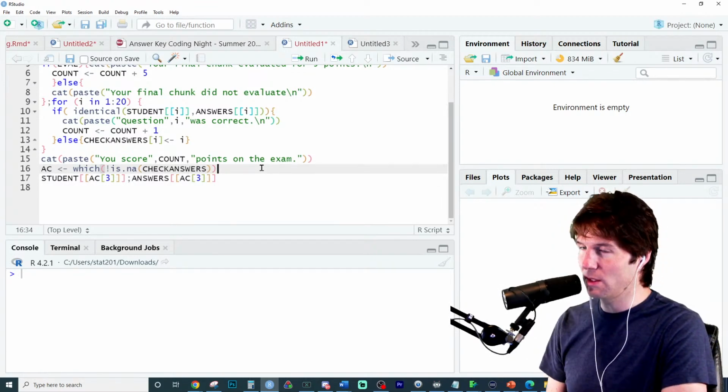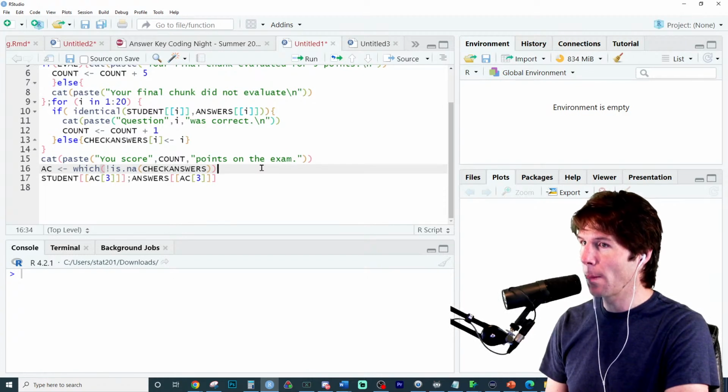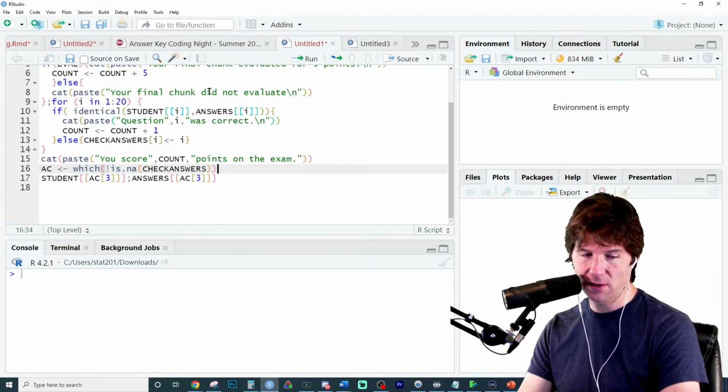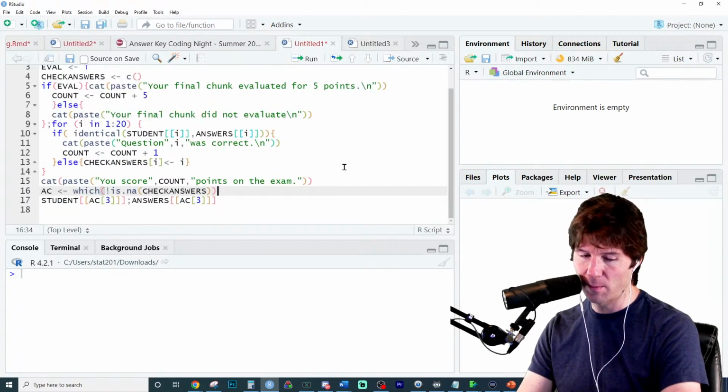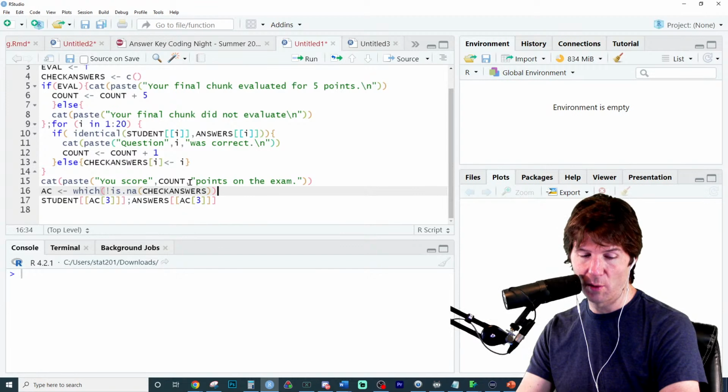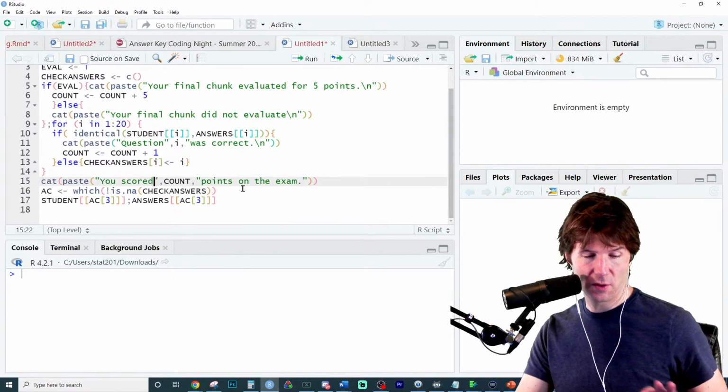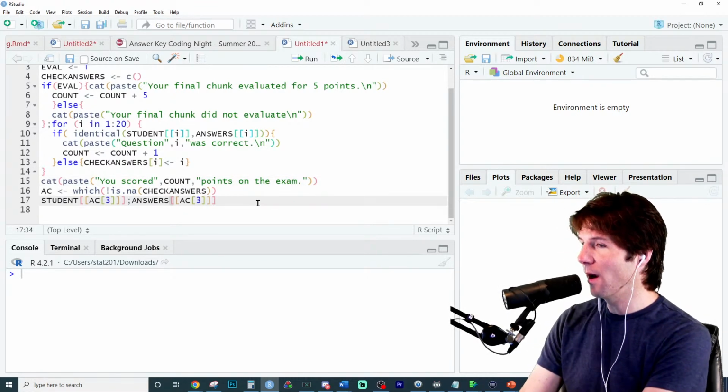But that is my goal, is to get the coding done efficiently, and then you will get something printed out saying you got this wrong, you got this right, and your last chunk evaluated for 5 points. And then at the end here, it says your score blank. You scored blank points on the exam. That's what's going to happen for coding night.